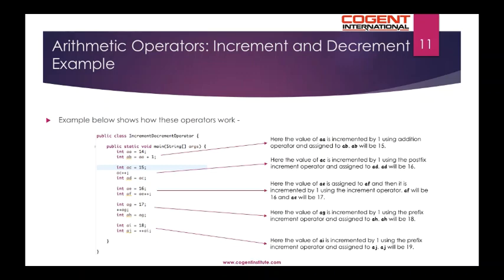Next we have AG of type int, which is assigned a value of 17. We use a prefix increment operator on AG. So the value is incremented to 18, and then AG is assigned to AH. Next we have AI of type int, which is assigned a value of 18. Then AJ of type int is assigned the value of plus plus AI. So in this case, the value of AI is incremented first and then assigned to AJ. So in this case, AJ is 19.